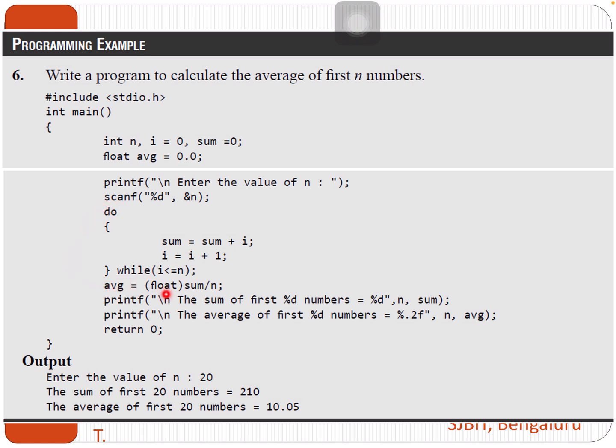And the average is calculated. Here there is type conversion. Since sum is declared as an integer and average is a floating type variable, I am forcibly converting sum to floating type, then sum by n is calculated and printed. The sum of the first 20 numbers is equal to 210, and next it will print the average of the first 20 numbers as 10.05. This is how a do while loop works.